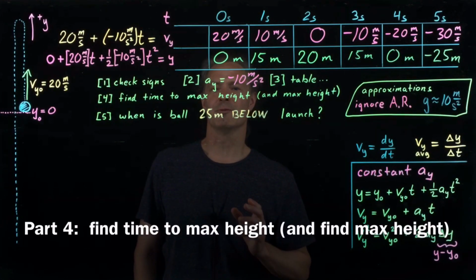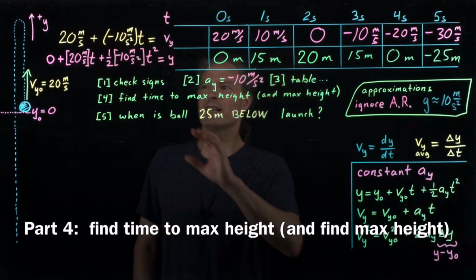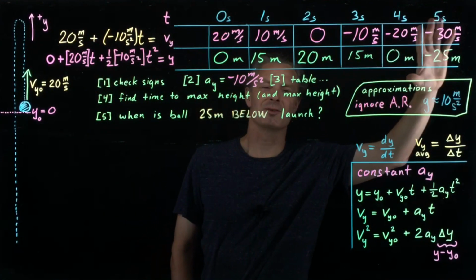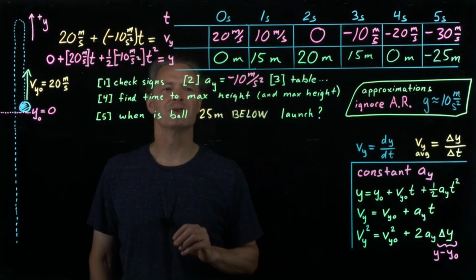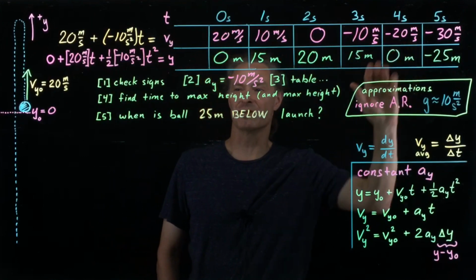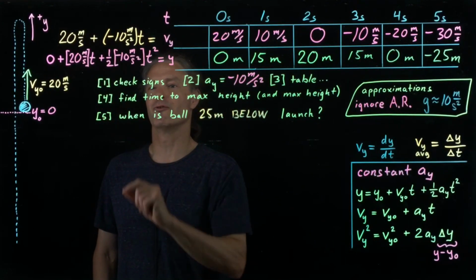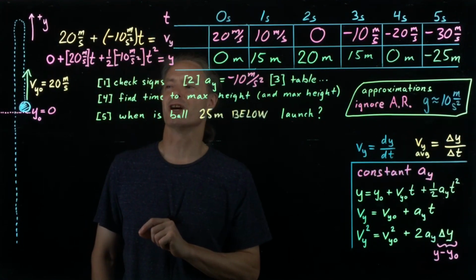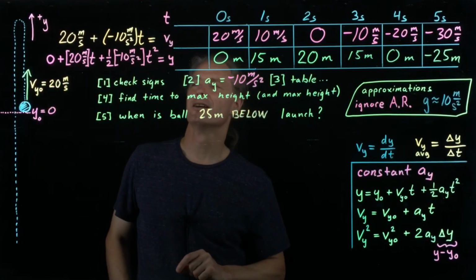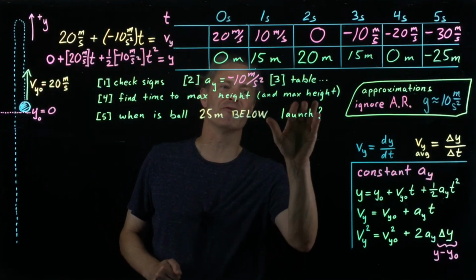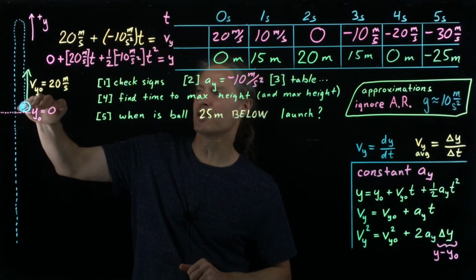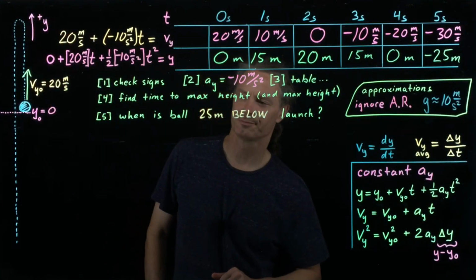All right, so let's now move to the next question. Let's imagine that we didn't do any of this. We'll leave it here for reference. But let's imagine we didn't do any of this yet. And let's imagine that the very first question that I asked you was number 4 here. Find the time for the object to reach maximum height, and then find that maximum height. And by finding maximum height, I mean how high does it go above the launch point?